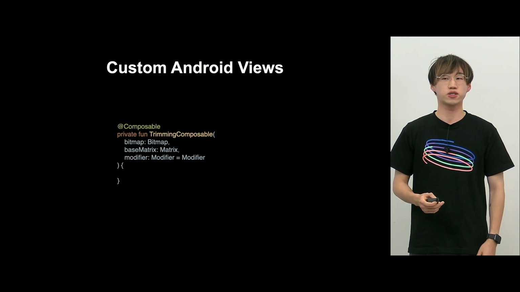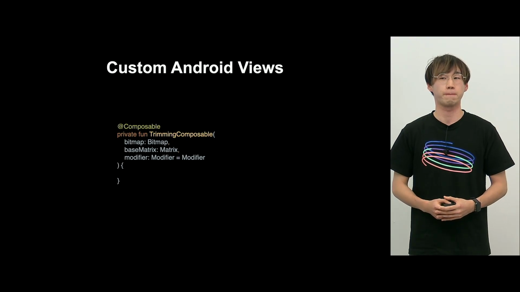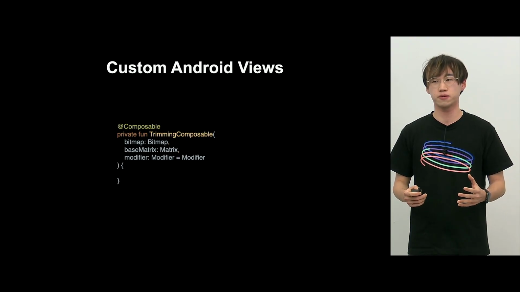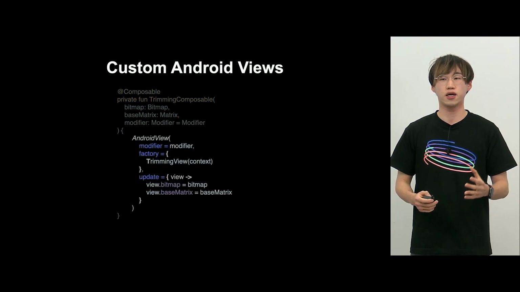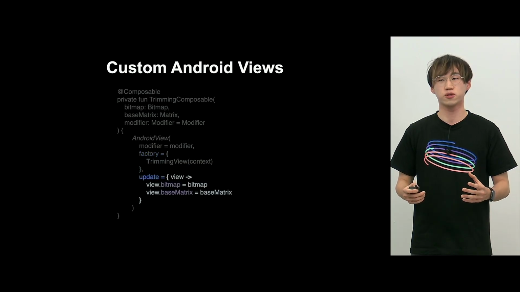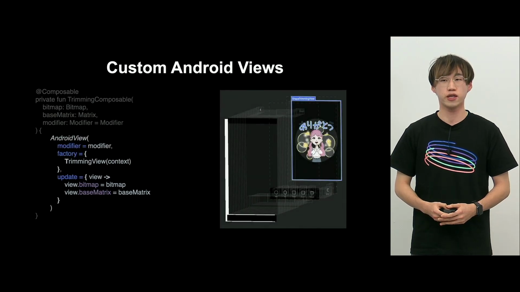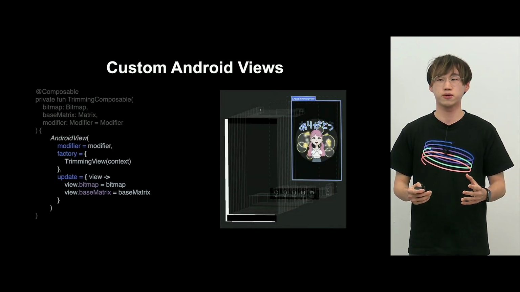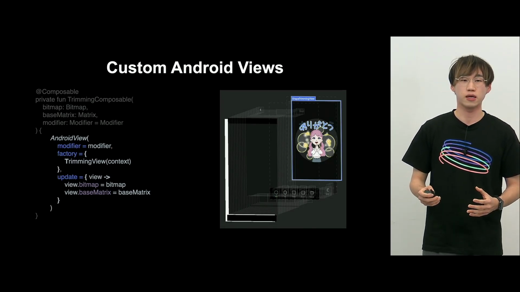For example, we have a composable function like this one. Let's give the bitmap and the matrix needed to display the image to the function. Here, let's use the compatible API called AndroidView composable and instantiate the view with the factory block. Inside the update Compose view, we can use the Android view.